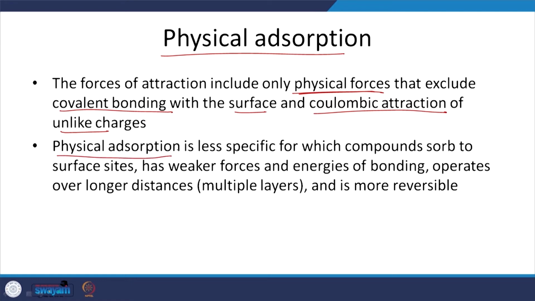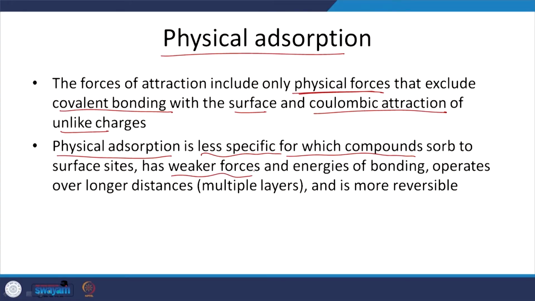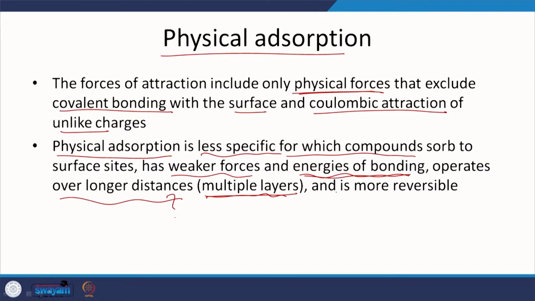And physical adsorption is less specific with respect to which compounds adsorb onto the surface sites. It is not picky, right. So, that is one thing, and it is relatively weaker, right, it has weaker forces and energies of bonding, and operates over long distances. Why is that relevant? As can be seen here, there are multiple layers. So, with respect to GAC, you can have one layer of adsorption, then a second layer, third layer and such. So, it will allow for multiple layers and is relatively more reversible.